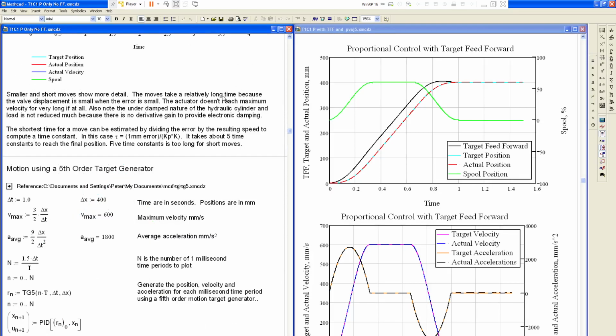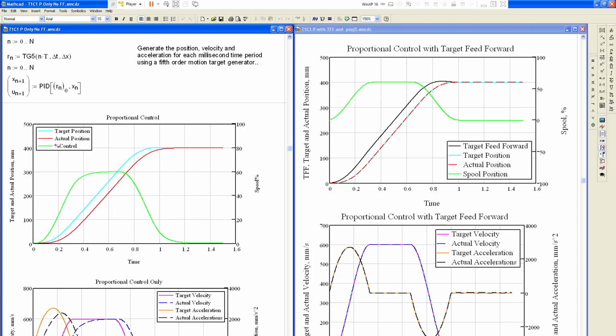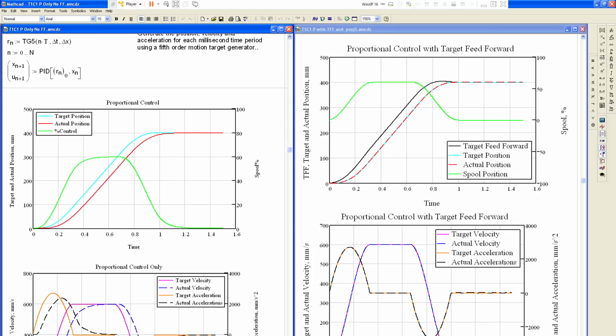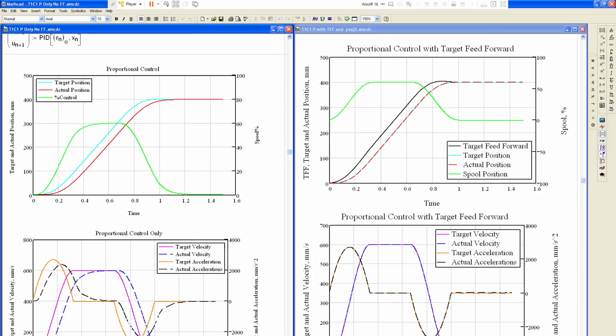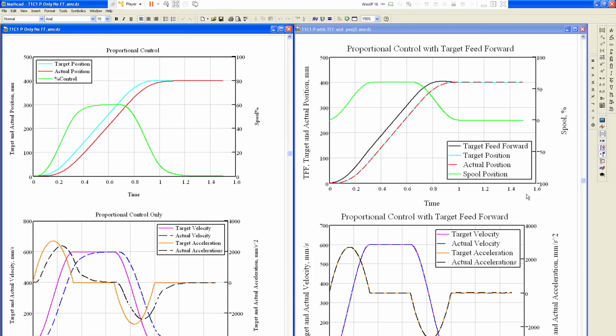So here I'm moving 1 second and 400 millimeters, and I'm calculating out the maximum velocity, average velocity, and the time. And this is my fifth order target generator, and this is doing the PID again, and that's how I arrive here. And the right side over here is the same, except I calculate out what this target feed forward needs to be. And this is the magic.